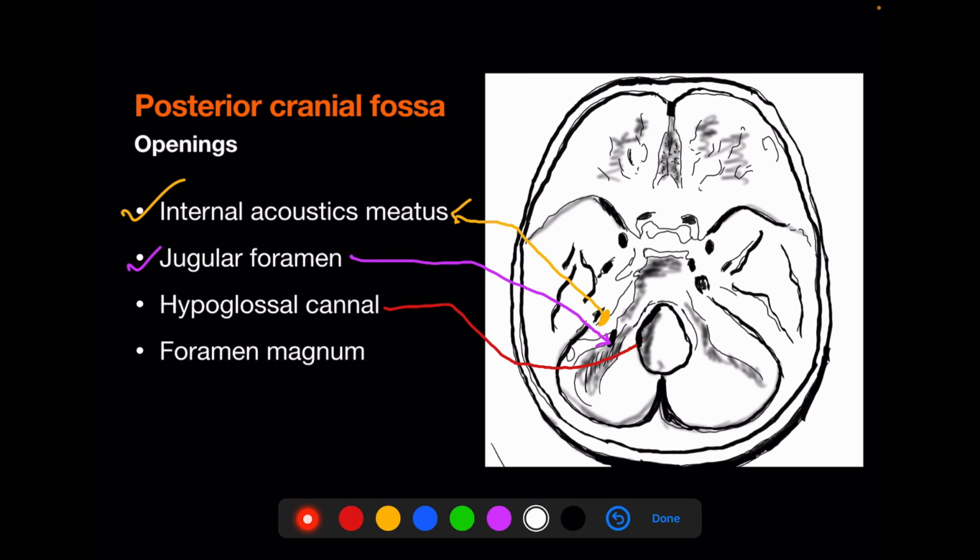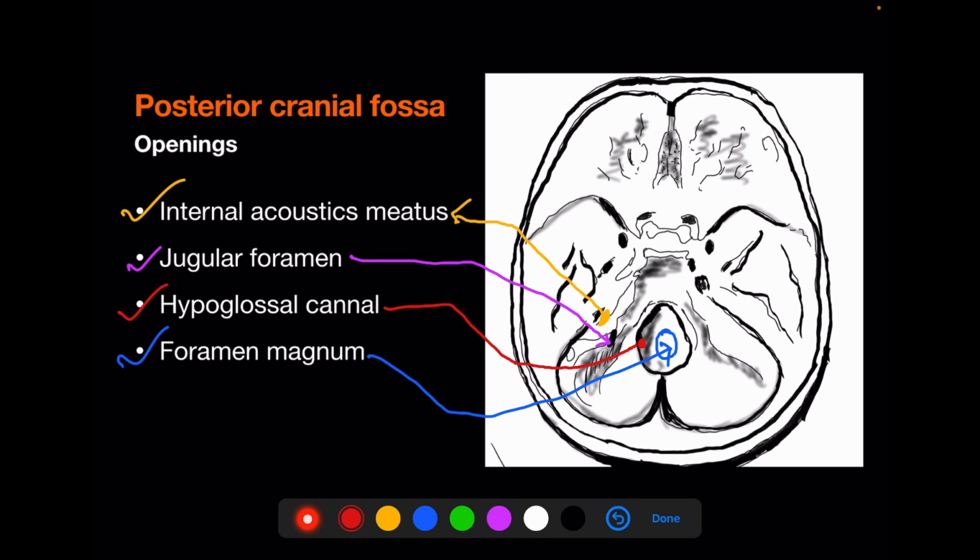And the last one, that is very important, that is called foramen magnum, and it's very easy to identify. The big hole here is foramen magnum, and beside this it's the hypoglossal canal, and this one is jugular foramen, and this one is internal acoustic meatus.